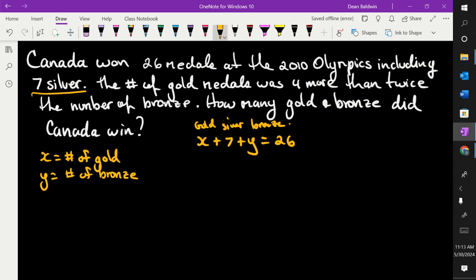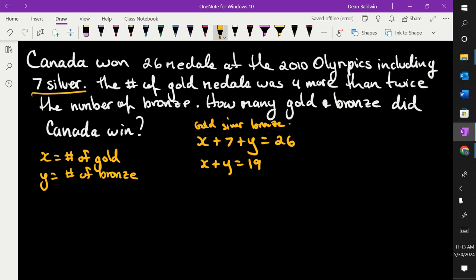Okay, so what do I do to rearrange this? Because I don't want this here. Move the 7 over. So we're just to clean that up. So X plus Y. 26 minus 7 is? Okay, there's one equation.